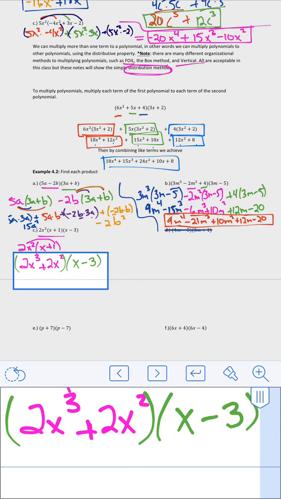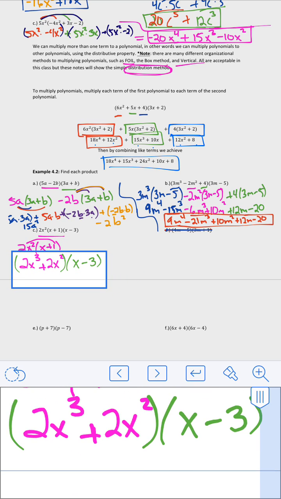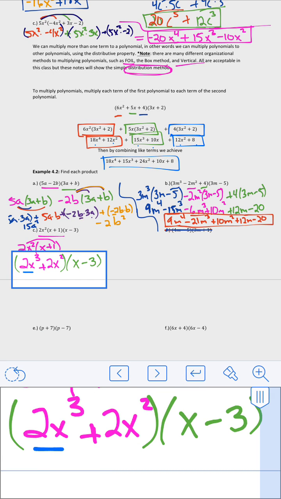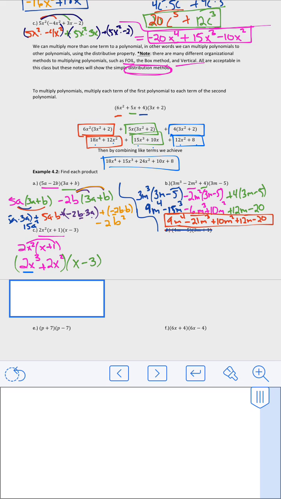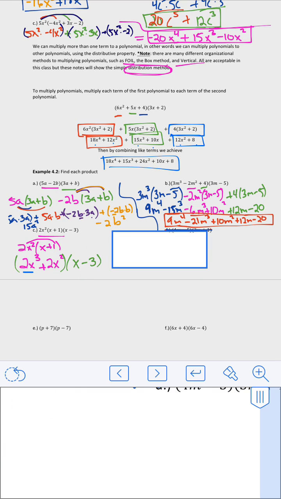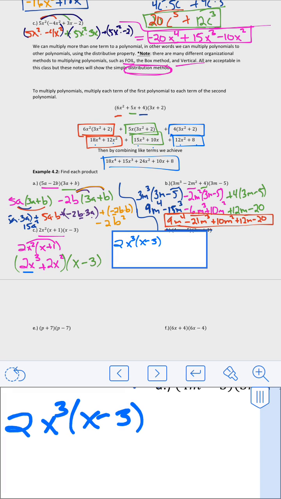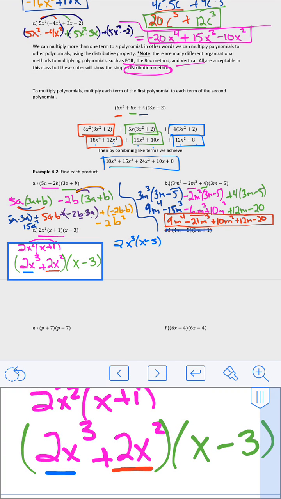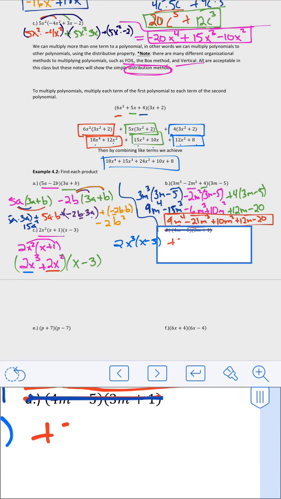That's going to be multiplied by the other one. And let's go ahead and do that. So I'll multiply this first term by the binomial. I get, I guess we'll go over here, 2x cubed times x minus 3. And then the second one, we will make red. This term times that binomial, plus 2x squared times x minus 3.